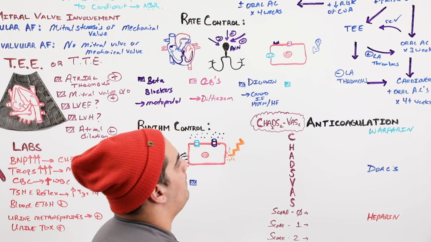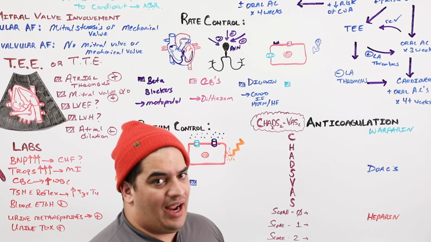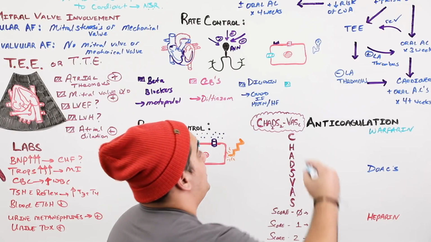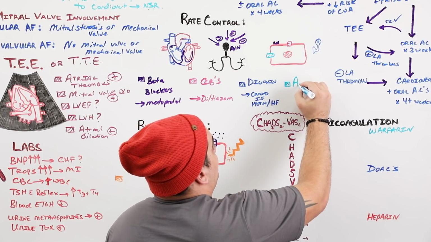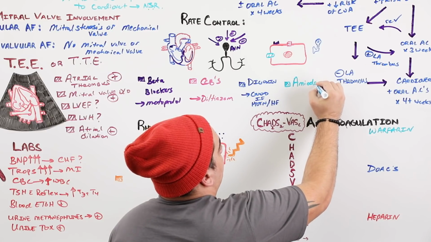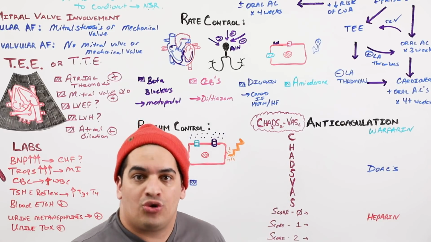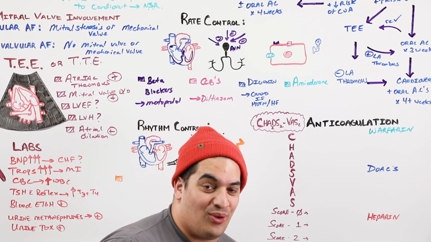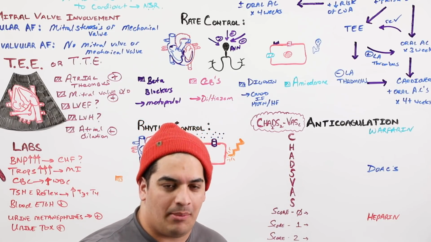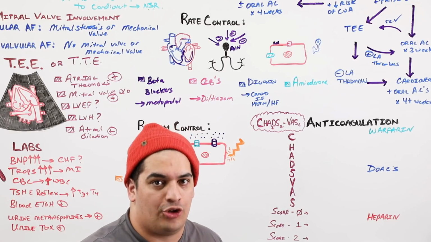The last one, which is your third line agent, is amiodarone. Amiodarone is a very interesting drug because this one has both rate control effect and rhythm control effect, but it's one of the drugs that is a little bit more hemodynamically stable.